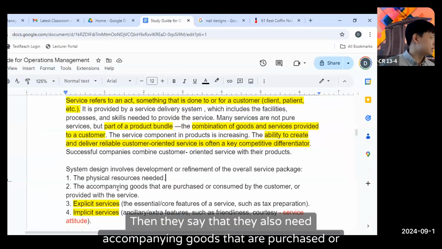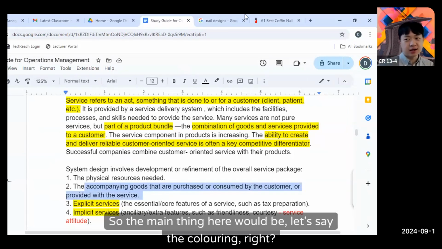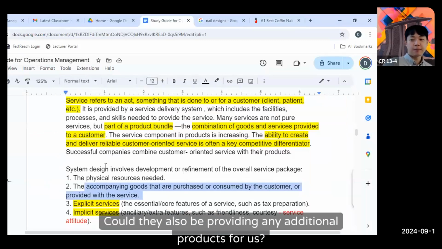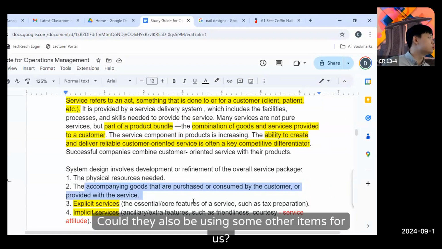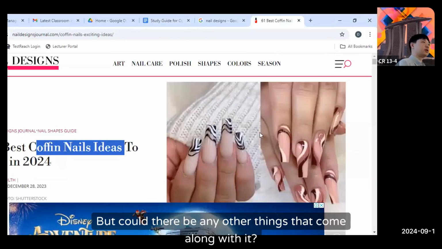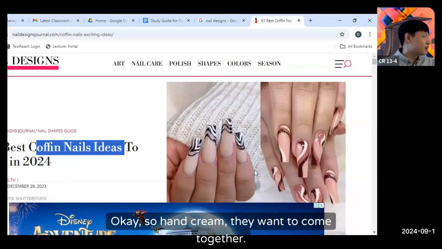Then they say that they also need accompanying goods that are purchased or consumed by the customer or provided with the service. So the main thing here would be, let's say, the coloring, right? Could they also be providing any additional products for us? Could they also be selling something to us? Could they also be using some other items for us? So this could be the basic coloring, but could there be any other things that come along with it? Hand cream, right? Okay, so hand cream, that one could come together.